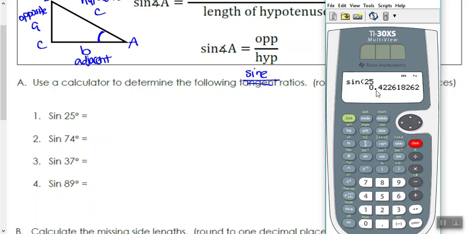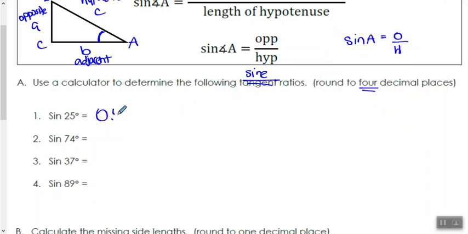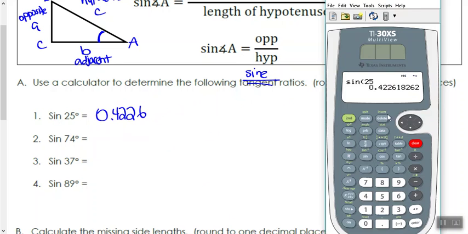So sine 25 will be 0.4226. Okay, then same thing. So finding sine of 74 by sine, and then 74. So it looks like this. You can choose to end bracket, so this will be important to do later, but right now you don't have to end bracket it. You can enter, and we got 0.9613. So 0.961, and then this will have to get rounded up to a 3.